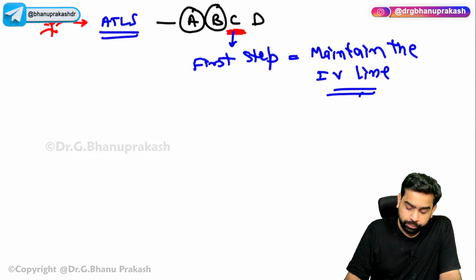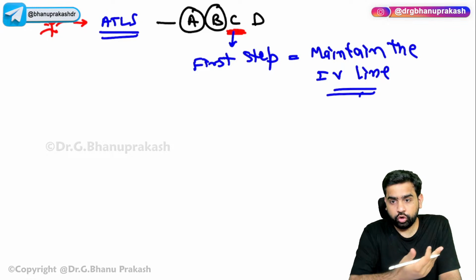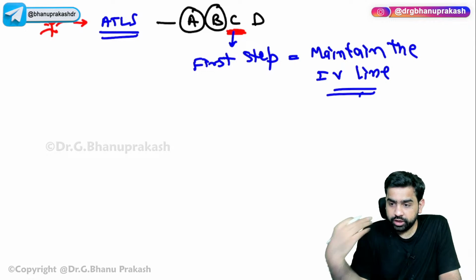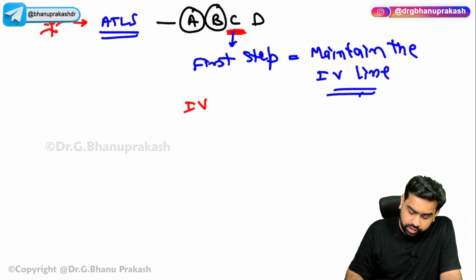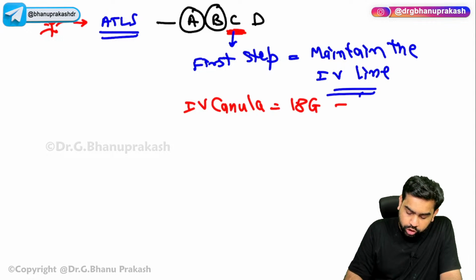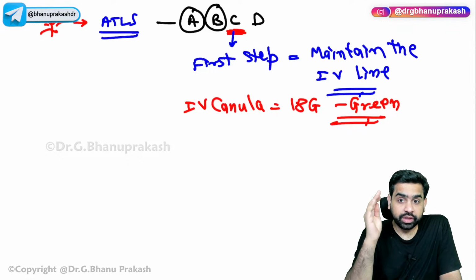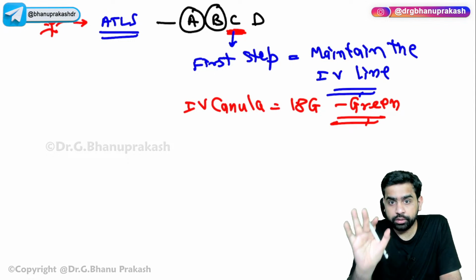For this, what is the preferred cannula which you prefer? We've talked about this today itself, right? What is the preferred IV cannula? The preferred IV cannula is the 18 gauge cannula, which is basically your green cannula. What is the flow rate in this particular green cannula? 90 ml per minute. Okay, so this is the preferred one.